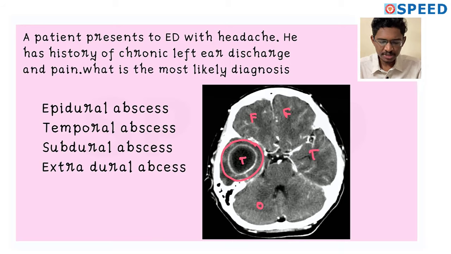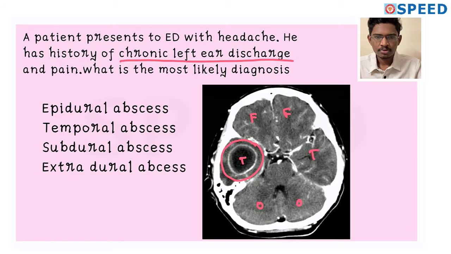A patient presented to the emergency department with headache. He has a history of chronic left-sided ear discharge and pain. Most likely diagnosis is... they are given a CT scan showing an enlarged lesion over the temporal lobe of the brain, and they have asked simply in which part the abscess is located: epidural, temporal, subdural, extradural, frontal, all these things. It's easy.